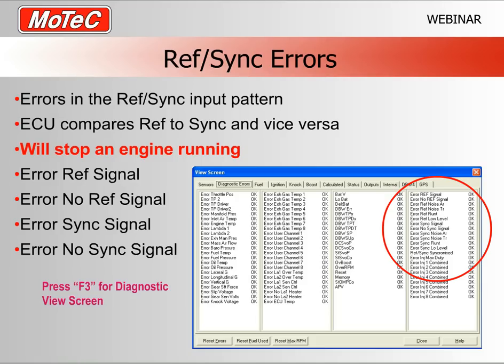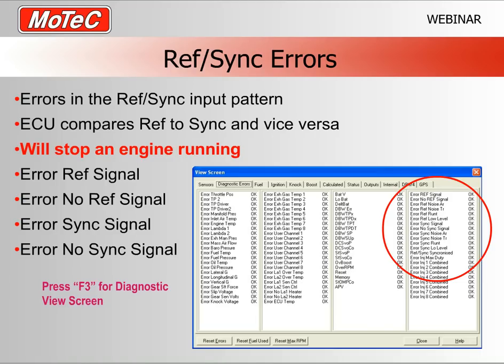These are the errors. I've got a list below: the error ref signal, error no ref, error sync, error no sync. Now, the error ref signal and error sync signal, unfortunately, are a bit of a chicken or the egg. The ECU is comparing ref to sync, so it doesn't really know which one is wrong. It just knows that between the two, there is a problem with the pattern. The error no ref and the error no sync are reasonably obvious: one or the other is basically missing. So I haven't got a sync signal or I haven't got a ref signal.